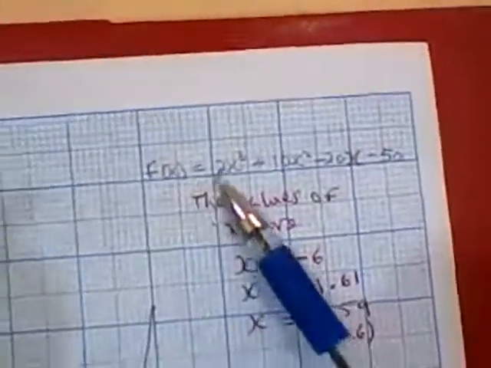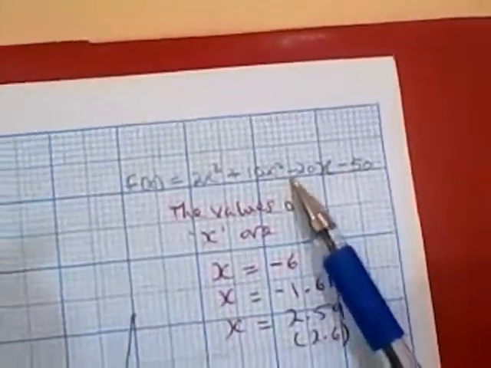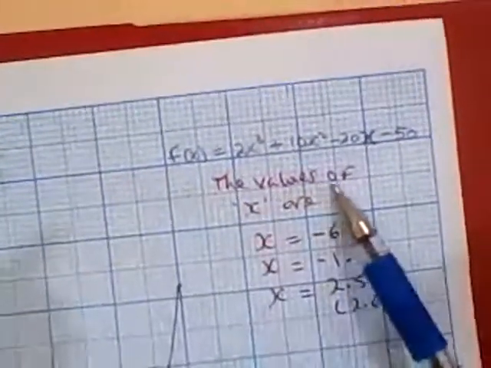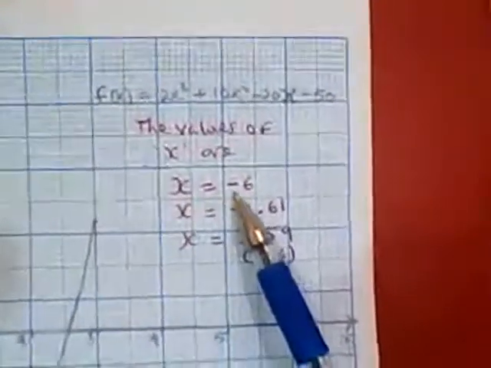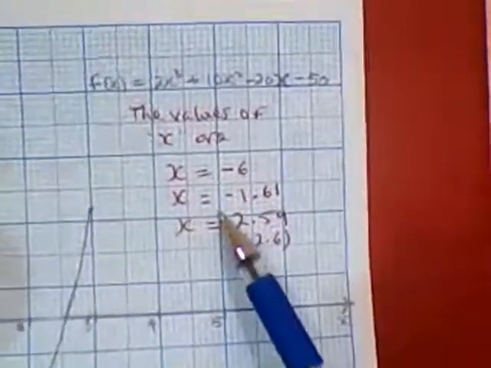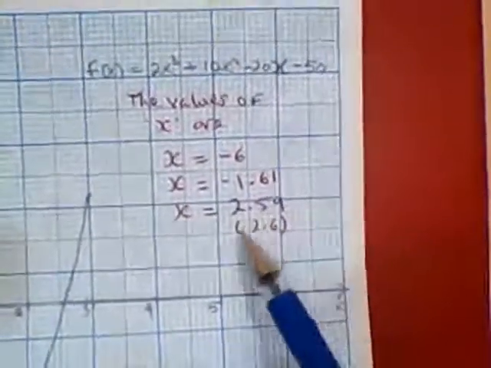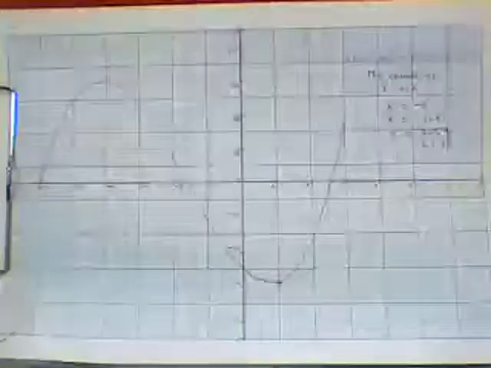f of x equals 2x cubed plus 10x squared minus 20x minus 50. Now the values of x are x equals minus 6, x equals minus 1.61, and x equals 2.59. I've just rounded that off to 2.6. Okay, and this gives us a waveform of this shape. Let me just pan out so that we get the waveform fully in.